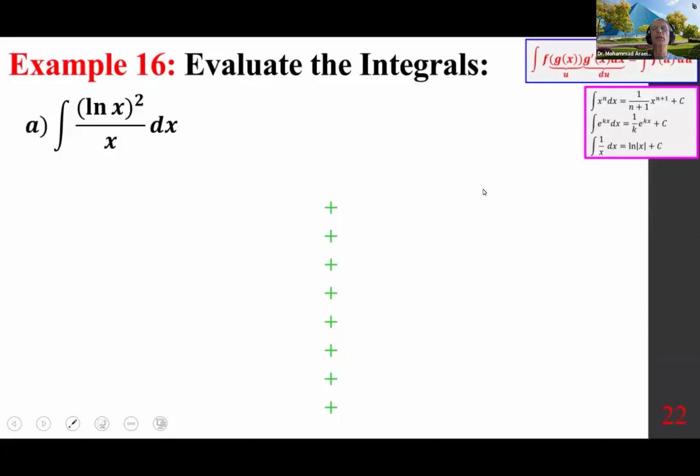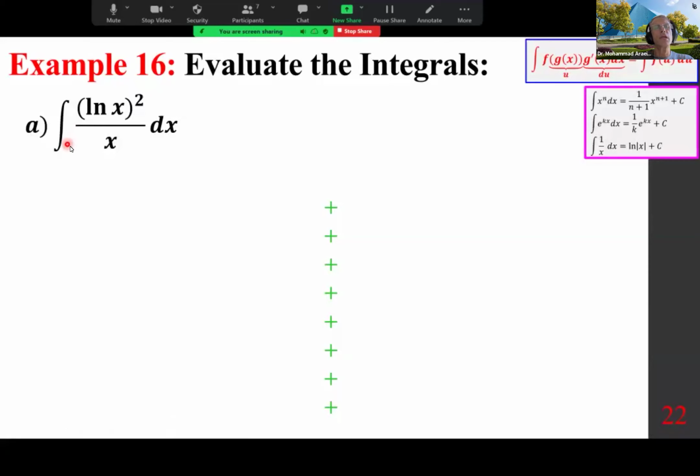We are looking at integration using substitution. The integral of (ln x) to the power of 2 over x dx. Anytime ln x is involved, that's the choice of u.